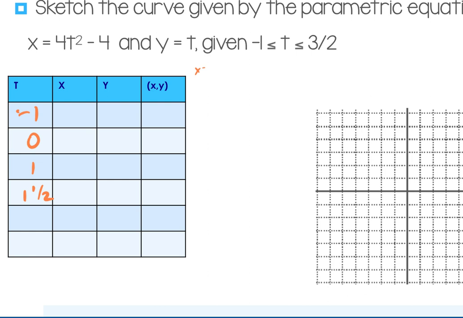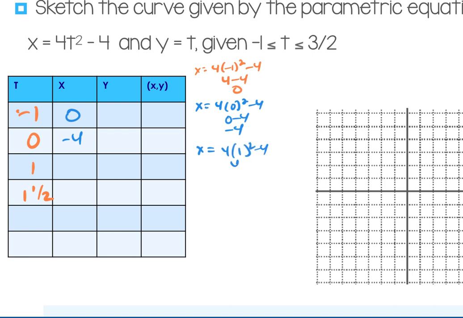So x equals 4 times -1 squared minus 4. 4 minus 4 would be 0. x equals 4 times 0 squared minus 4, which would be 0 minus 4, -4. x equals 4 times 1 squared minus 4. 4 minus 4 is 0. And x equals 4 times 3/2 squared minus 4. 4 times 9/4 minus 4, which becomes 9 minus 4, or 5.